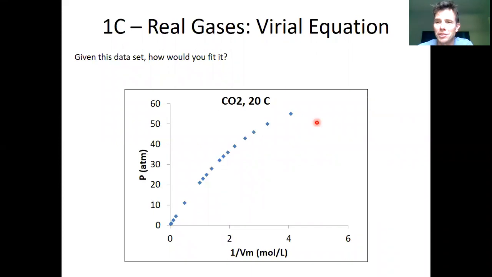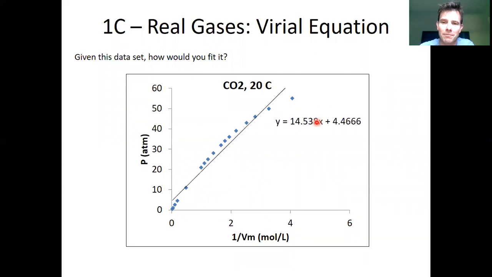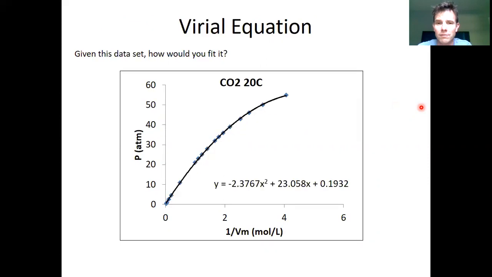First thing you might guess to do is just fit it to a straight line. Okay? And it works, you get something, but it's not very good. There's clearly some curvature in this line, which we're not accounting for. So maybe you would look at that and go, well, a straight line isn't very good. Maybe I can go to some sort of quadratic equation. If you go to a quadratic equation, you'll start to notice that this fit is looking really, really good, right? This is essentially what we do in the virial equation model.